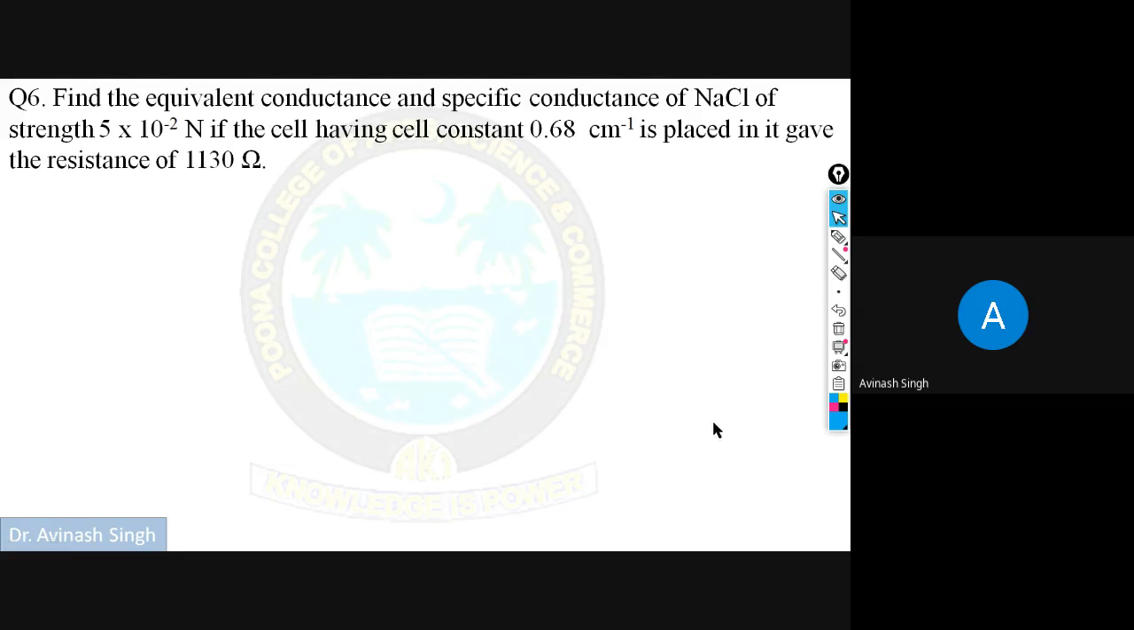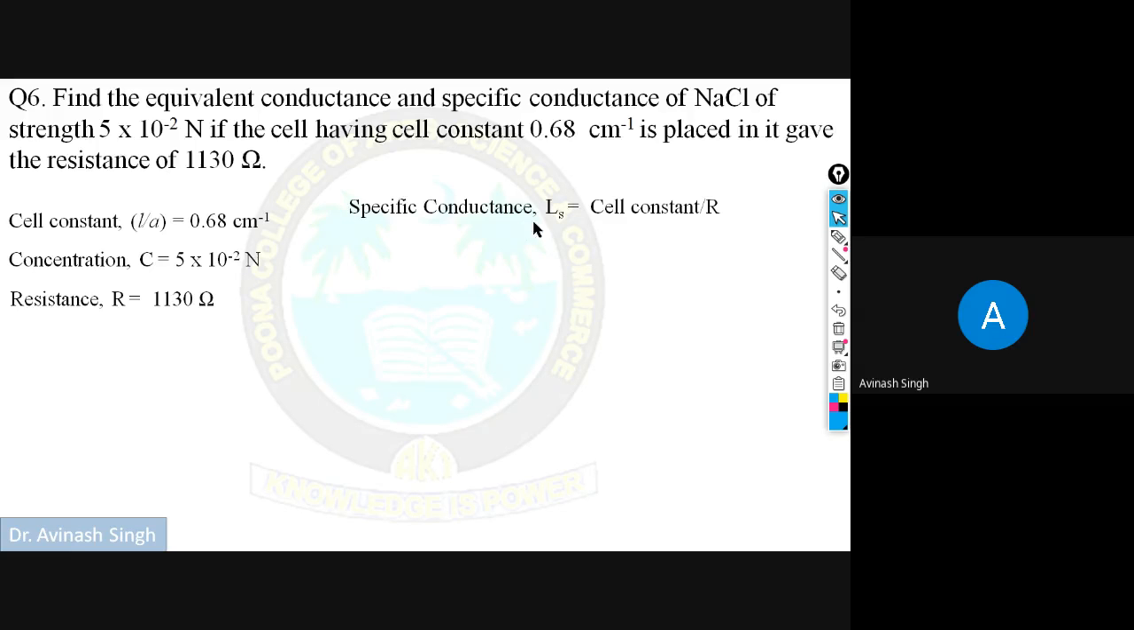And the last question, find out the equivalent conductance and specific conductance. So we have to find lambda and Ls for NaCl. Concentration is given as 5 into 10 raised to minus 2 normal. This is the cell constant, and resistance is given. So cell constant is given, concentration is given, resistance is given. We have to find out specific conductance and equivalent conductance. Let's find out the specific conductance first.